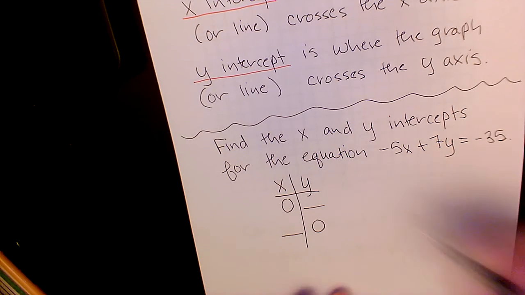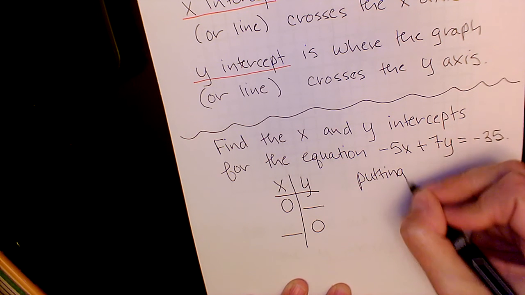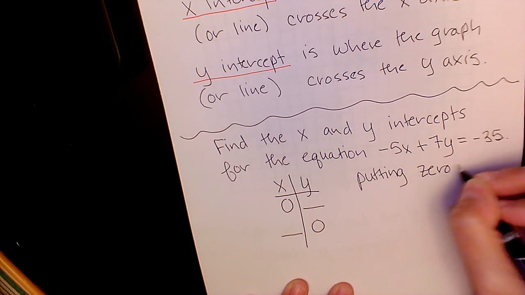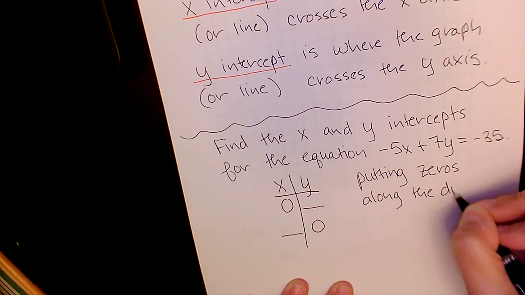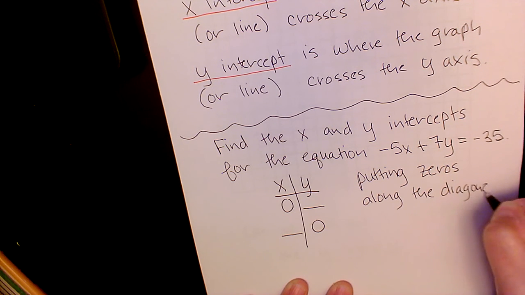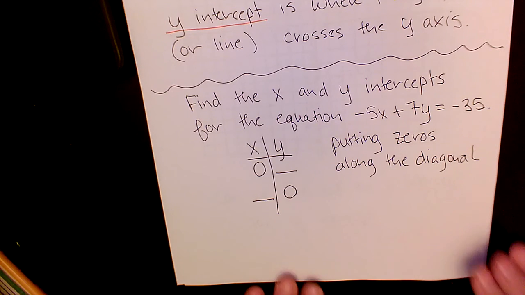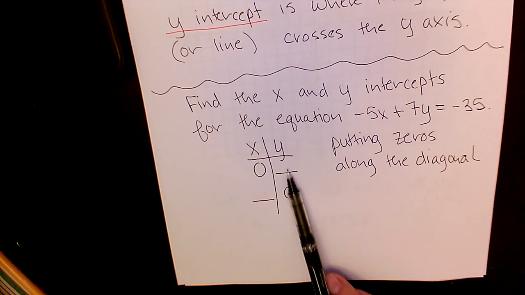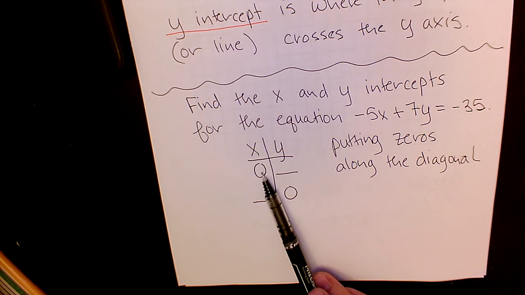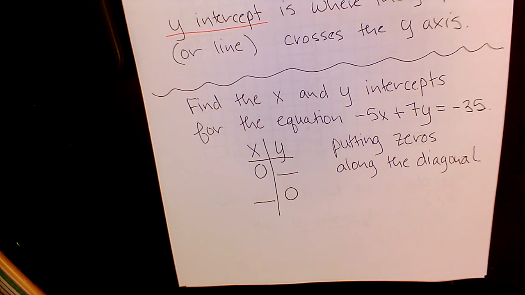So really what I'm doing is I'm putting zeros along the diagonal. Do you see that? In the XY chart. That's what I'm doing. And then we just need to solve and plug in and find out what y is, and this will be our y-intercept. Find what x is, and that'll be our x-intercept. So let's do that next.